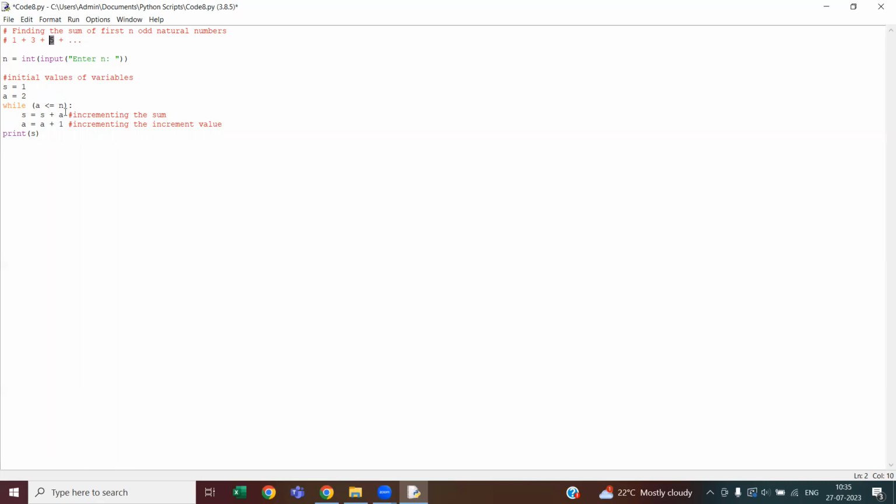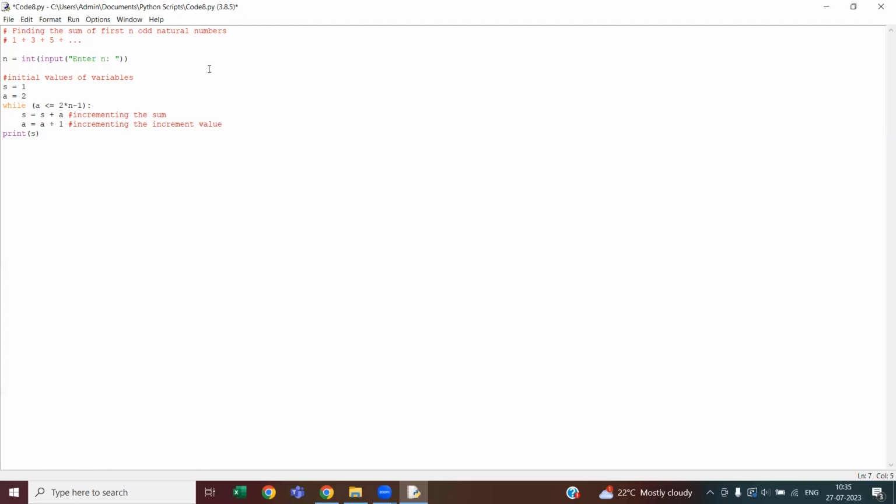Now that we know, a over here represents the terms of the series or the summation. So the loop runs until a reaches 2n minus 1, and once that condition is satisfied, the loop is going to stop, right? But we also have to change a few things about these terms as well. So we have to add the first n odd natural numbers.